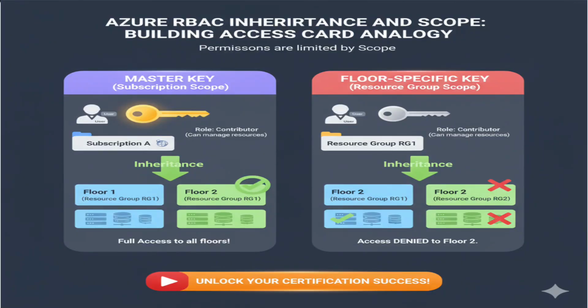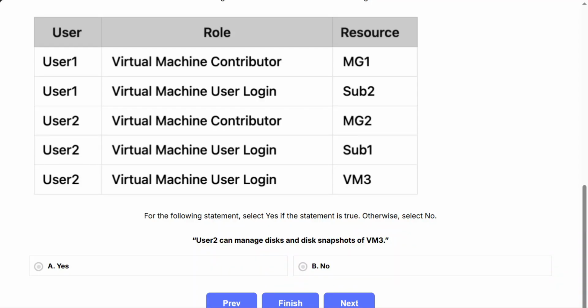Think of RBAC like building access cards. If you have a master key for the entire building, subscription level, you can access all floors, resource groups. But if you only have a key for floor 1, RG1, you can't access resources on floor 2, RG2, even if your key type, role, would normally allow it. Correct answer: no. User 2 cannot manage disks and disk snapshots of VM3.